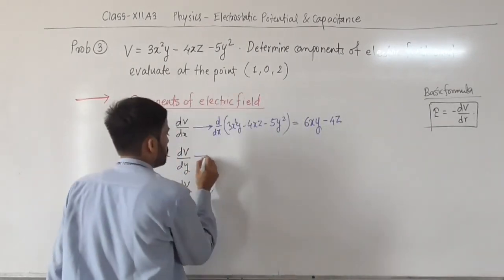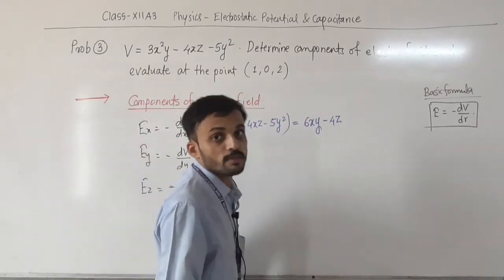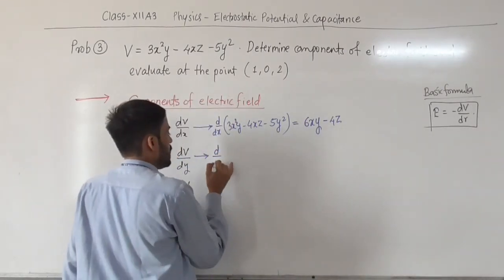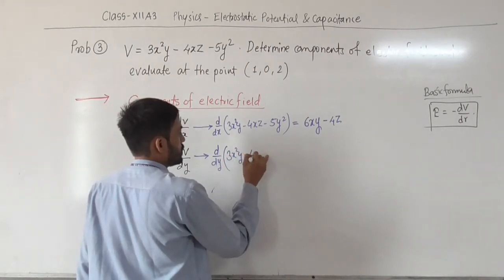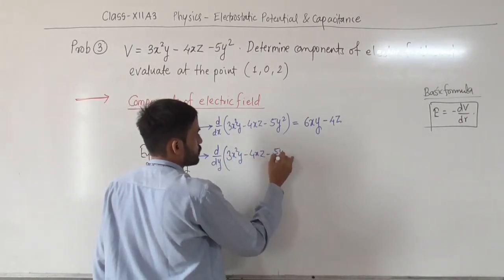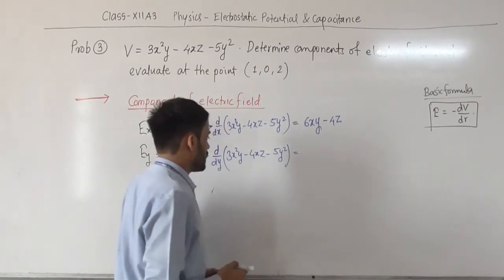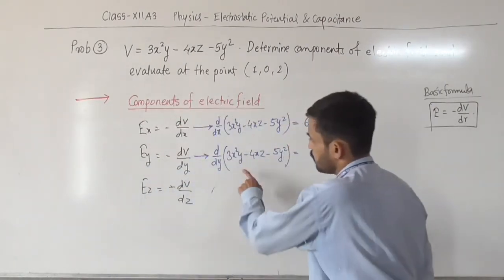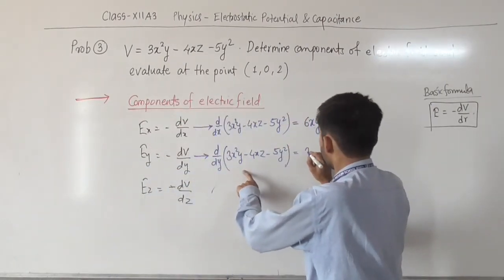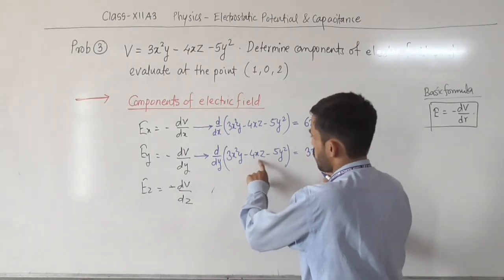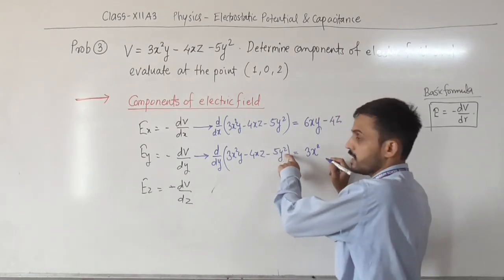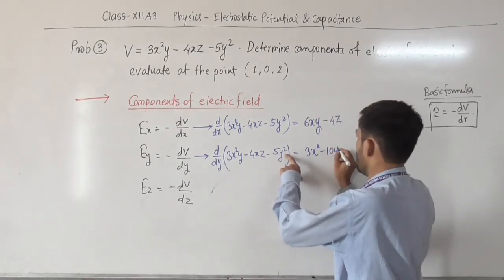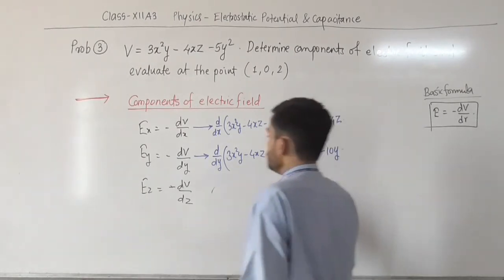सेकंड क्या करेंगे? अभी उसको we will differentiate with respect to y. So d by dy of same 3x square y minus 4xz minus 5y square. मतलब यहाँ पे कितना आएगा? अभी y का है तो यहाँ पे आएगा 3x square. यहाँ पे y नहीं है, 0 बन जाएगा. और यहाँ पे minus 5y square, 5 to the 10 minus 10y ये बन जाएगा.